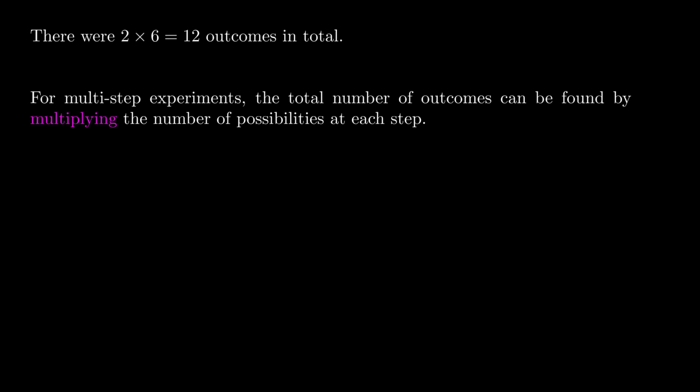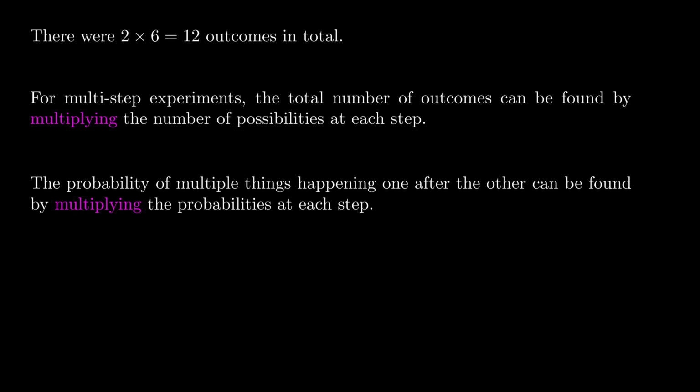And this translates directly to probabilities as well, right? The probability of two or more things happening one after the other can be found by multiplying the probabilities at each step. So say we took the example we saw just then. We flip a coin and we roll a die. What's the probability of flipping a tails and rolling a 3?